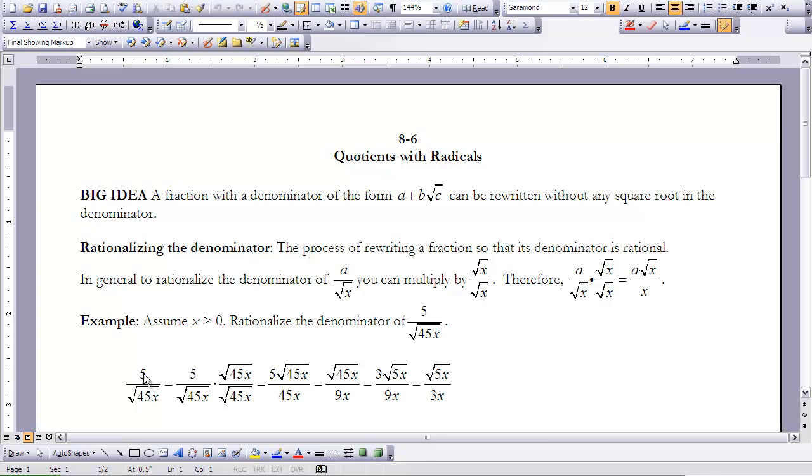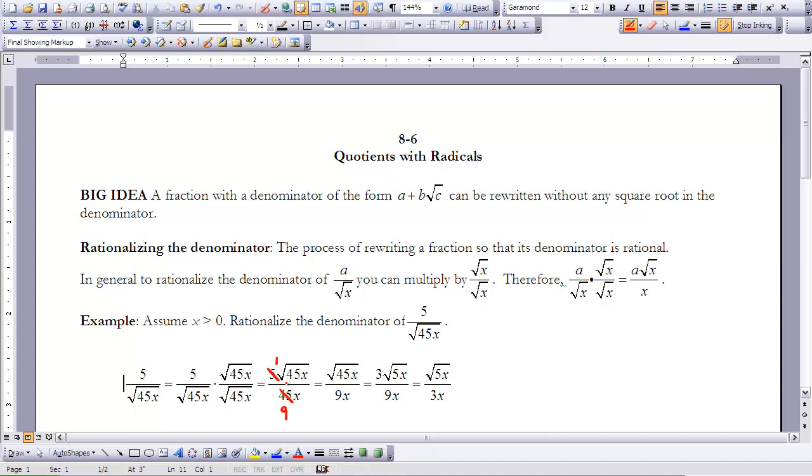We can do that by saying 5 over the square root of 45x is the same as 5 over the square root of 45x times the square root of 45x over the square root of 45x. We can multiply that out and we get 5 times the square root of 45x over 45x. Now when I look at 45x, we can also simplify here. We can simplify 5 over 45. That becomes 1 over 9.